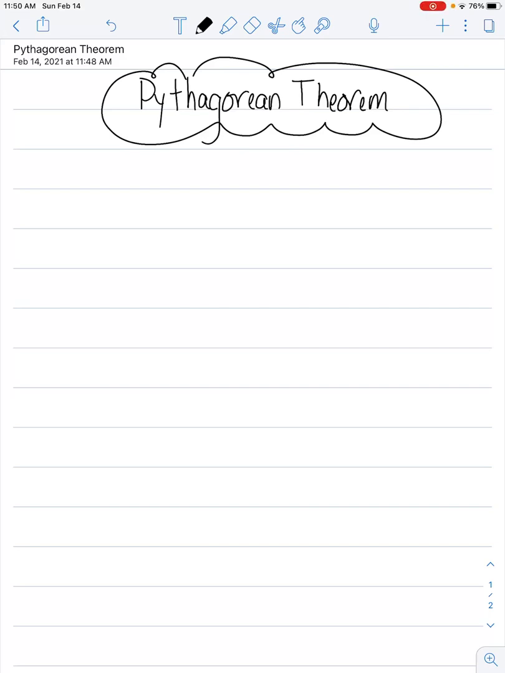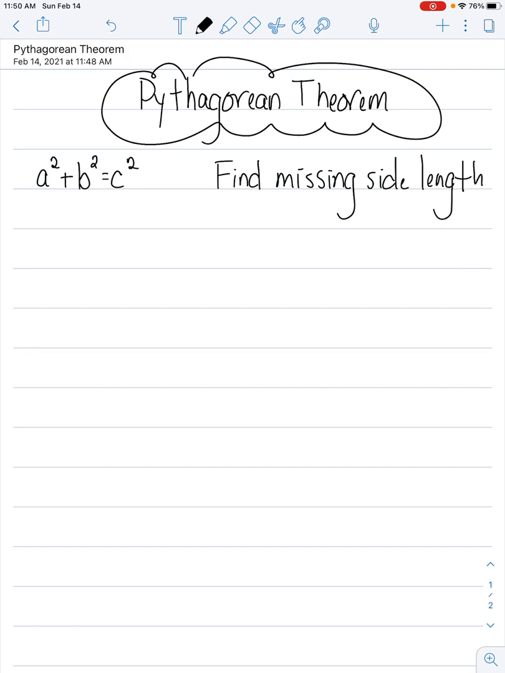Hey guys, today we're going to take a look at the Pythagorean theorem. So first let me explain to you what that is. It's a formula: a squared plus b squared equals c squared. And the reason we use this is to find the missing side length, specifically of a right triangle.